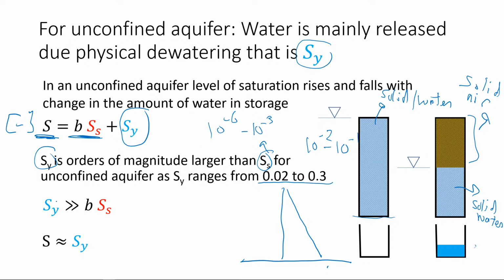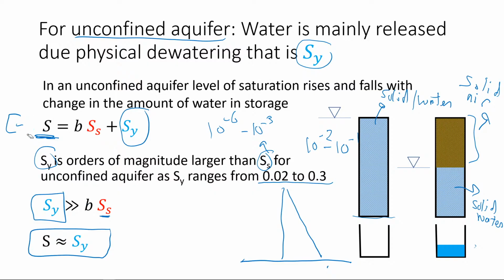So for a confined aquifer, you can assume that there is still some compressibility, but not much, due to the water column and air column. So you can assume that specific yield is much larger than specific storage, and therefore the storage in an unconfined aquifer would be mainly due to specific yield. So this is your storativity, or storage coefficient. In the unconfined aquifer, it will be specific yield.